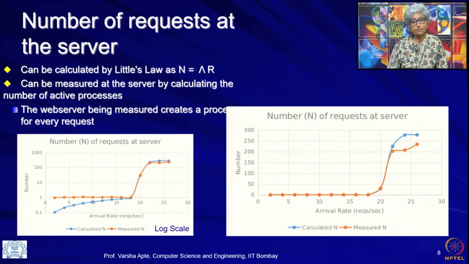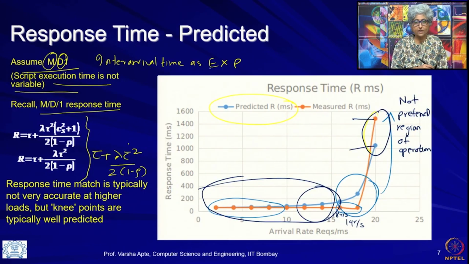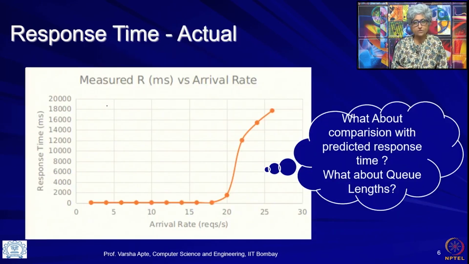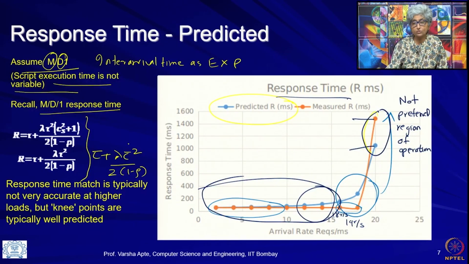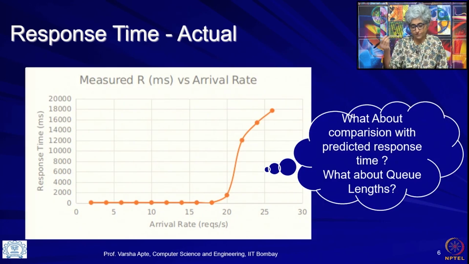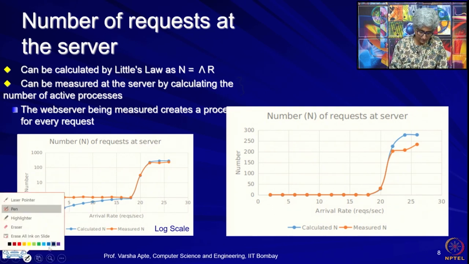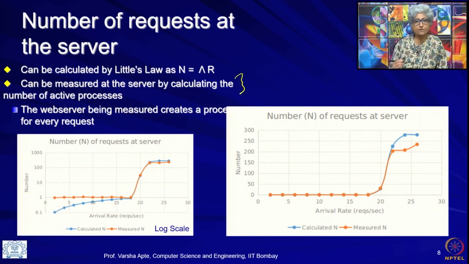The next thing is the number of requests at the server. Okay. We can calculate, now that we have response time and we have throughput also from our measurement, recall here we have throughput and response time. So, we could just calculate the number of requests that we think are at the server. Okay. But then again the question is, can we actually measure it and see how well that calculation matched the measurement.